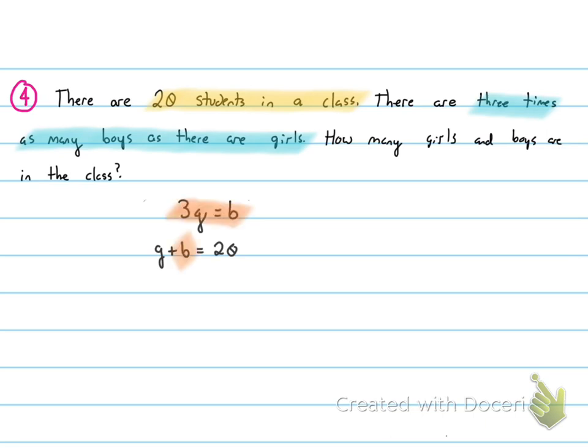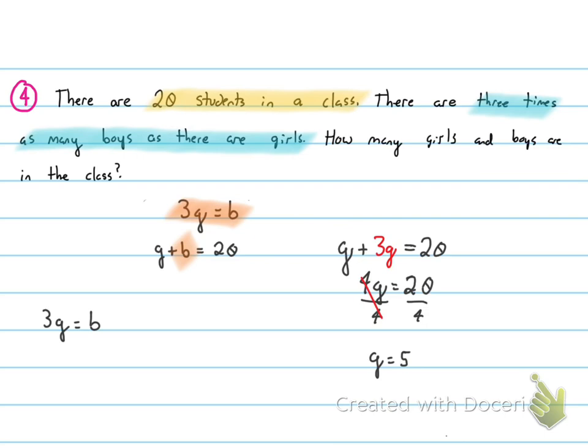Now I look here. I see that the b is isolated, so I'm going to replace that in my equation. I would get g plus 3g equals 20. So now to solve, I have 4g equals 20. G, or girls, equals 5. Then to solve for the number of boys, I'm going to plug 5 in for g. 3 times 5 equals 15.